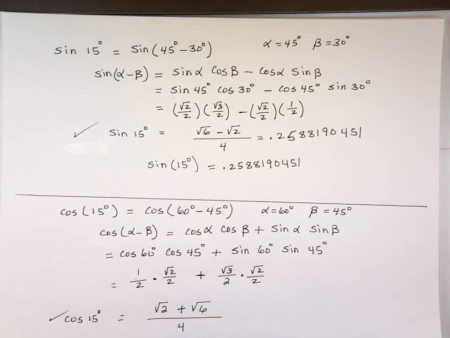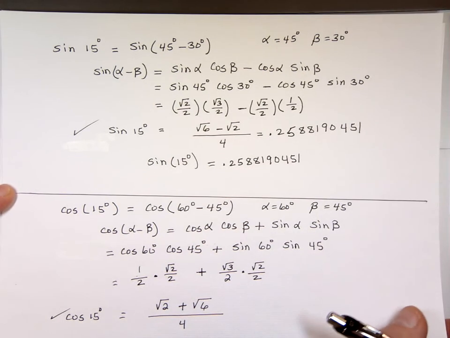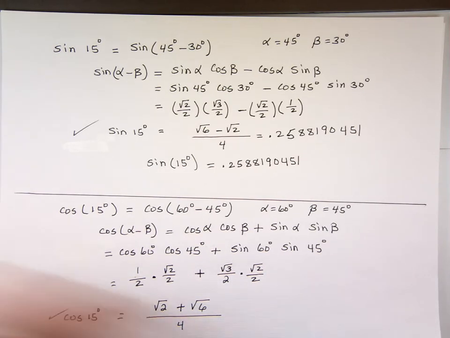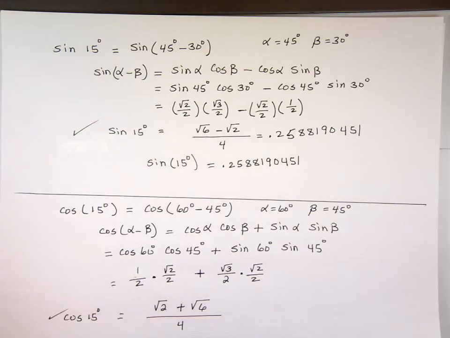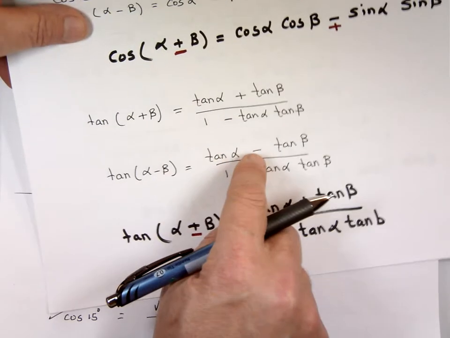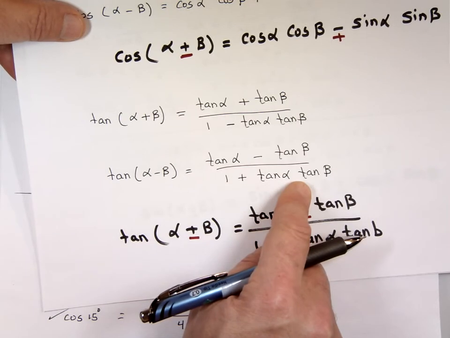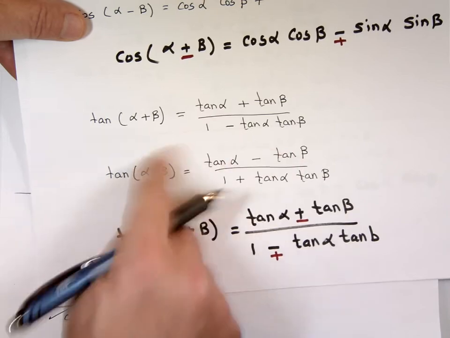The next question, what's the tangent? What is the tangent of 15 degrees? Now I can go ahead and use the equation for the tangent and make it 45 minus 30 or 60 minus 30. I can do that, but that's too much work. Why should I do that? Why not take advantage of what we did last class?